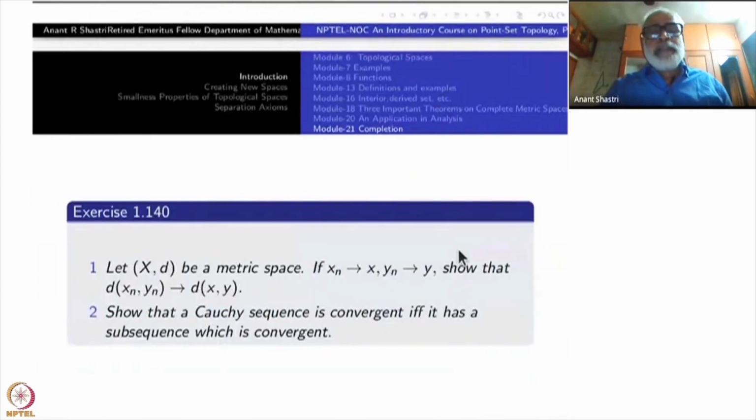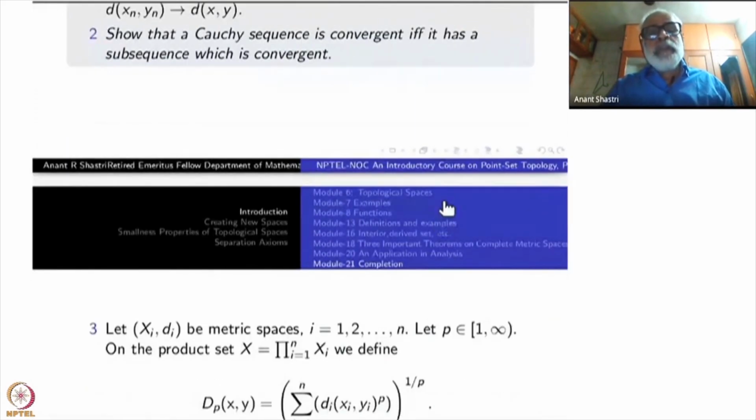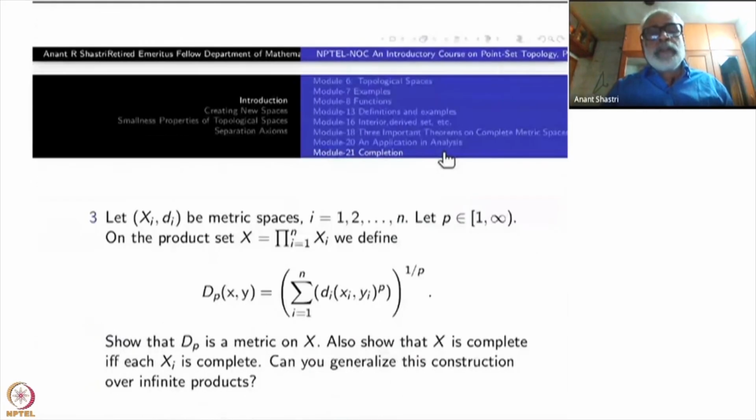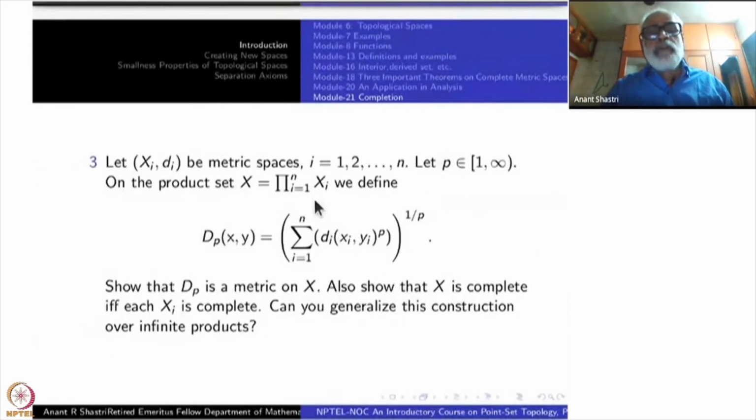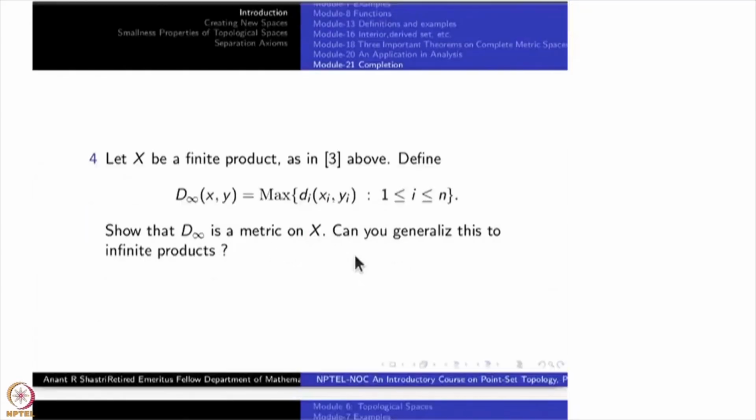Here are some exercises. All straightforward exercises. Nothing to do with completion, of course. Just ordinary exercises. This is about the finite product of metric spaces. This is again about finitely many things. Then you want to take it as the maximum metric, just like the L infinity norm. You can define the D infinity metric here, corresponding to the maximum, with that infinity symbol.